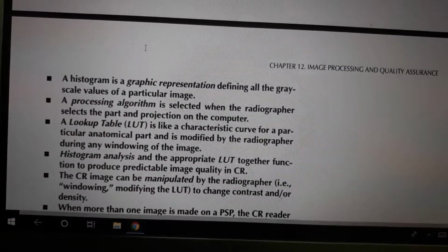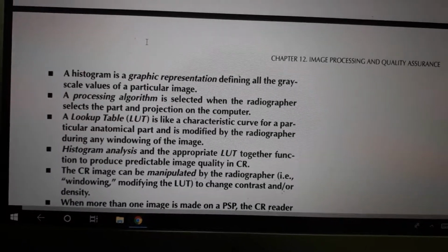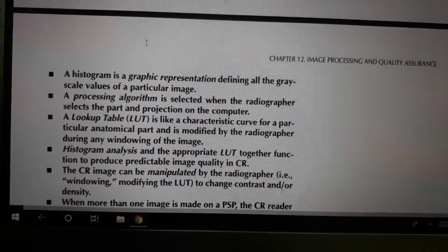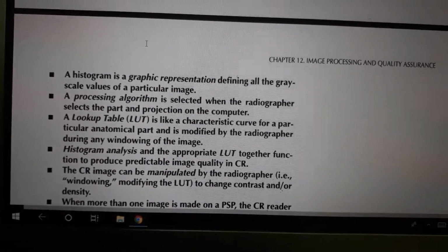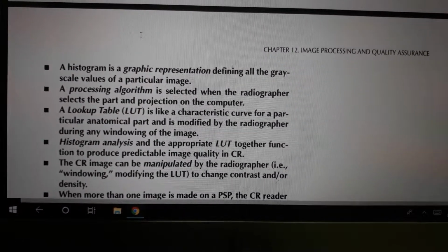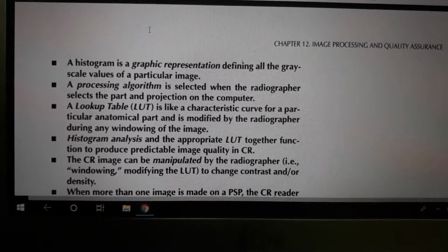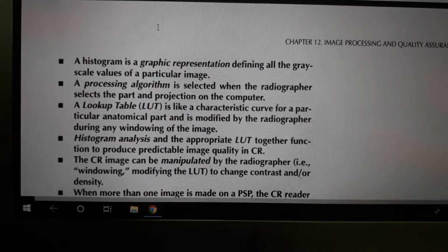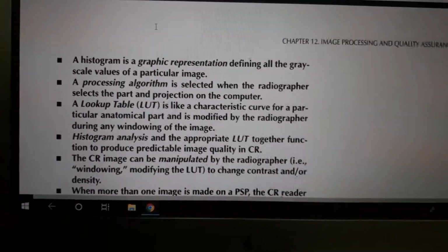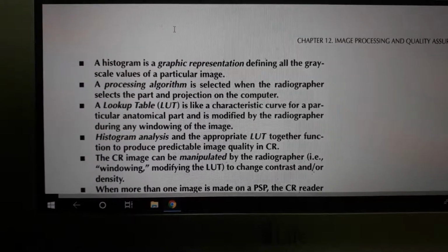A histogram is a graphical representation of all the grayscale values of a particular image. A processing algorithm is selected when a radiographer selects the part and projection on the computer. A lookup table is like a characteristic curve for the particular anatomical part and is modified by the radiographer during any windowing of the image.